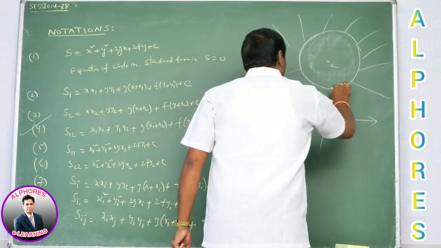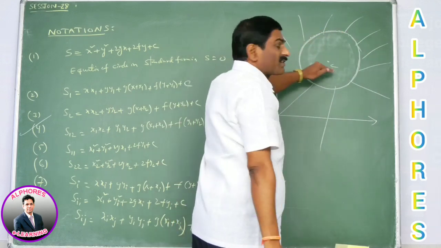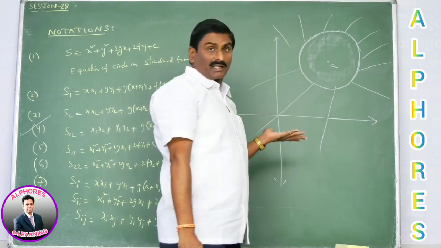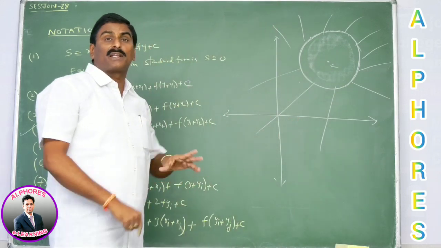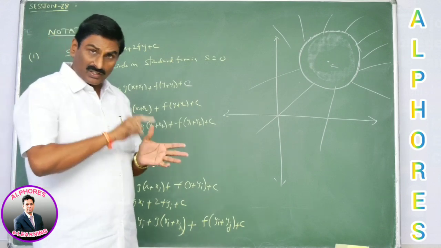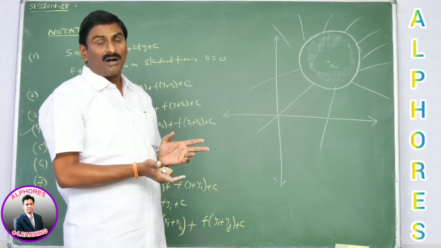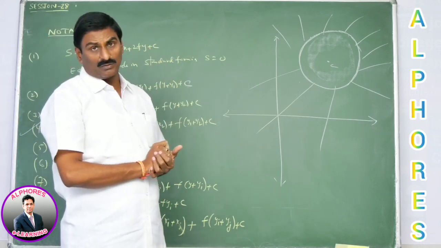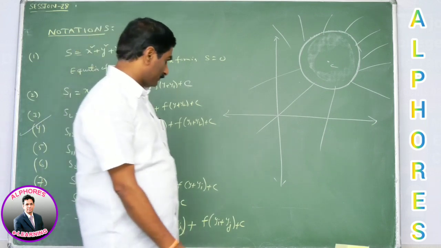Points lie on the circle, or in the interior of the circle, or in the exterior of the circle. The total plane is divided into three parts: interior of the circle, exterior of the circle, and the circumference of the circle. Okay, please note this point.